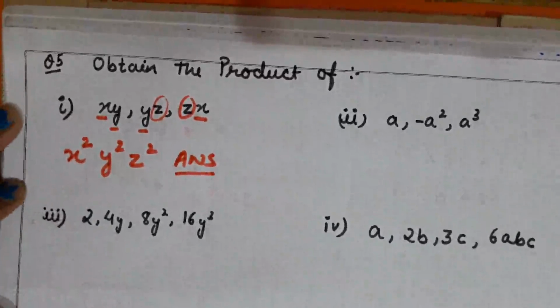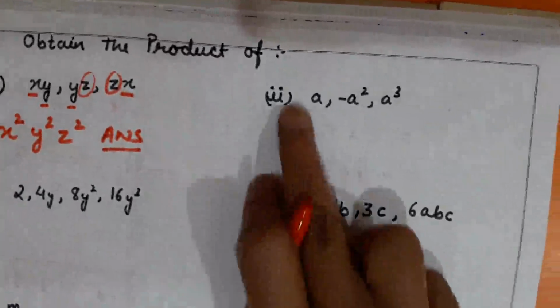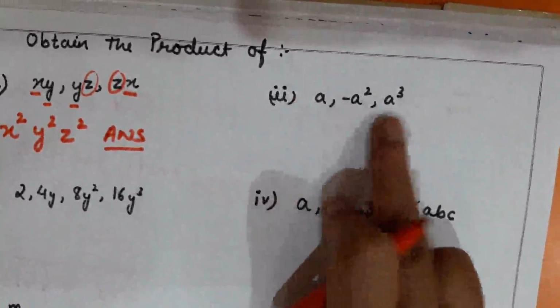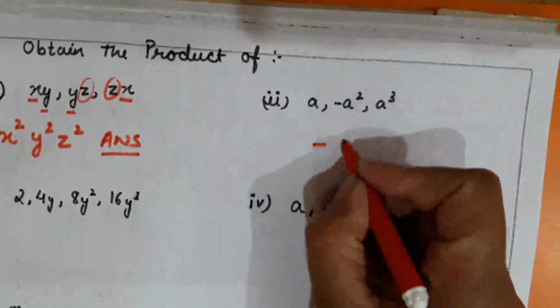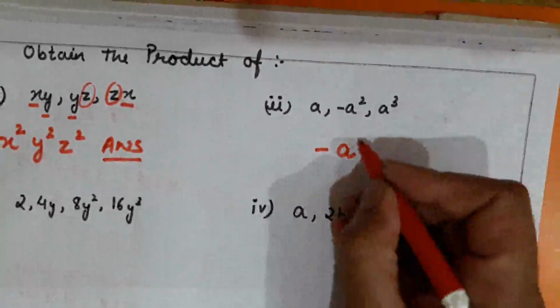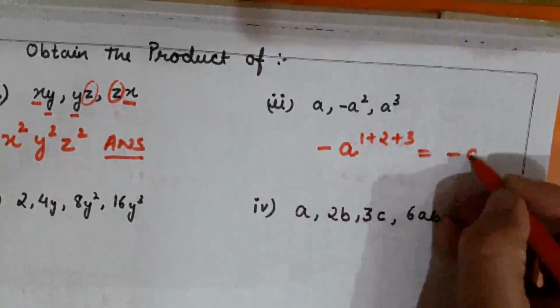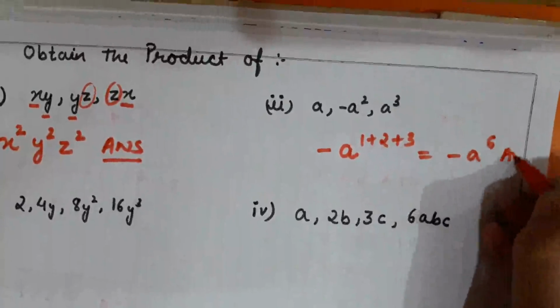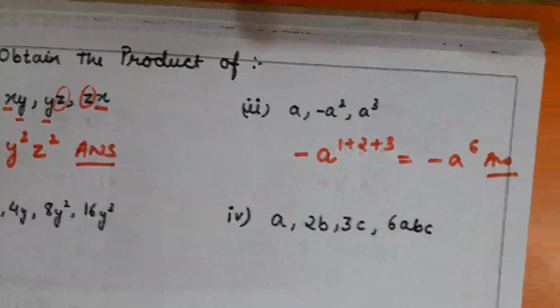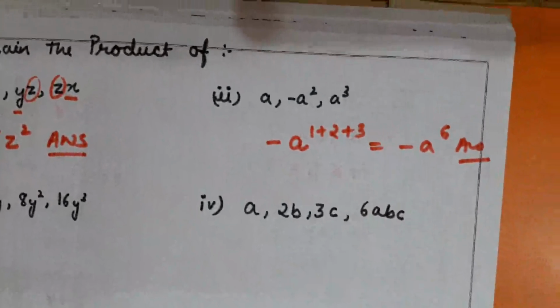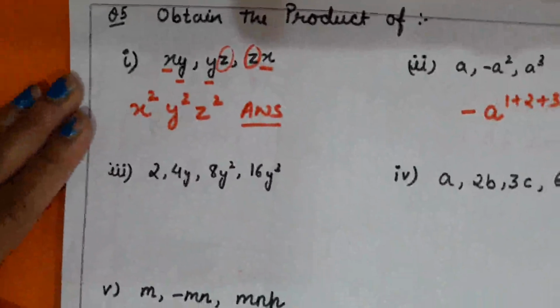Okay, next part. Second part. A, minus a square, a cube. So minus is there, a 1 plus 2 plus 3. It gives you minus a power 6. Okay, so in this way you will get the answer. Let's move to the next part.